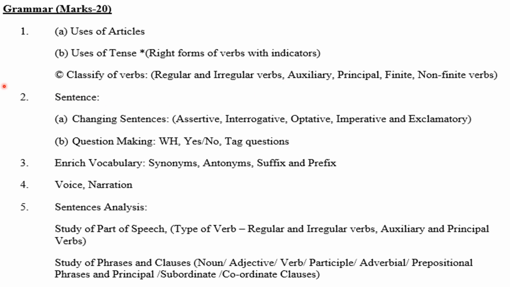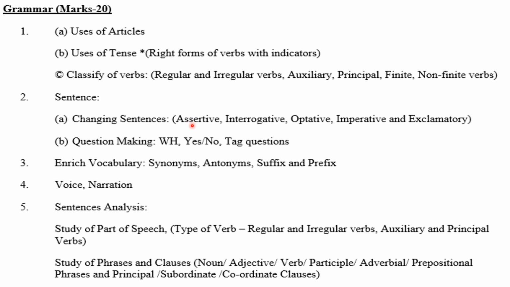Next, number 2, sentence. What is a sentence? A sentence is one kind of combination of words. A combination of words is called a sentence. Changing sentences, we have to know especially assertive, interrogative, optative, imperative, and exclamative.